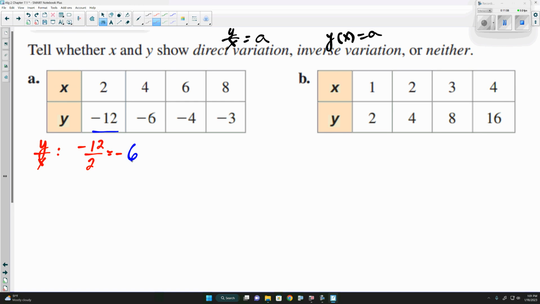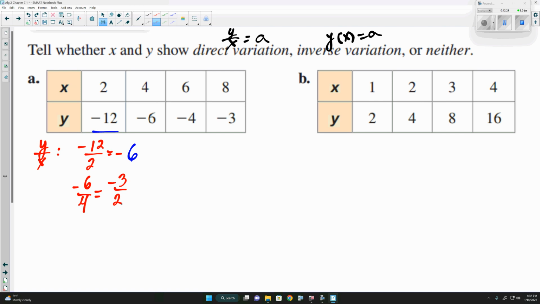Now, negative 6 in and of itself doesn't tell us anything, but it does let us know that we need the rest of these divisions to be negative 6, because if they are, then it's going to be direct variation. Negative 6 divided by 4 is negative 3/2. Well, it doesn't reduce fully, but it does reduce a little bit. Are these two the same? So can we say it's direct variation?